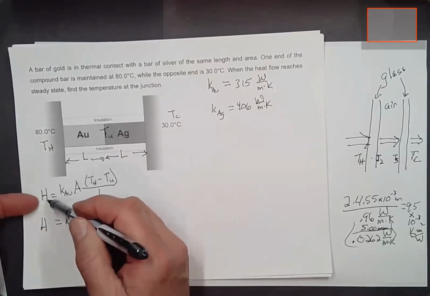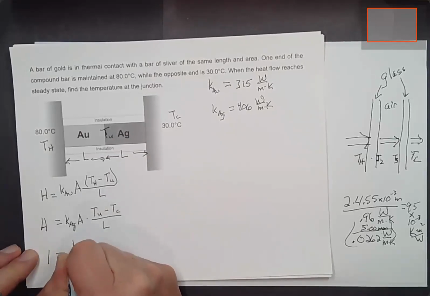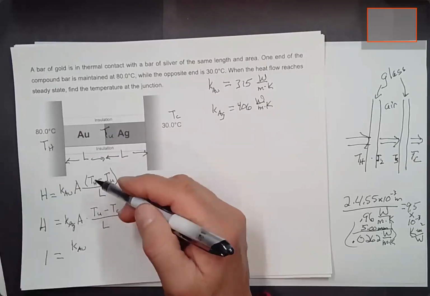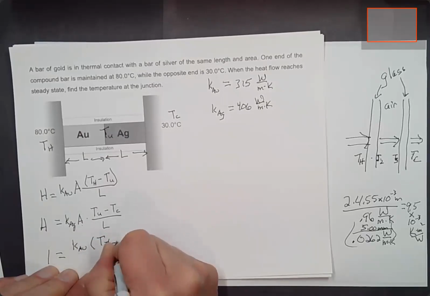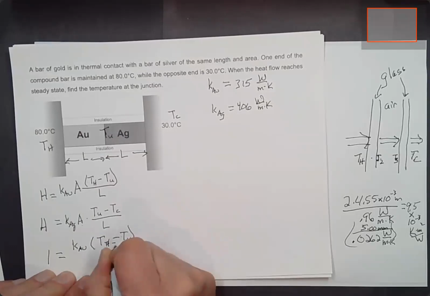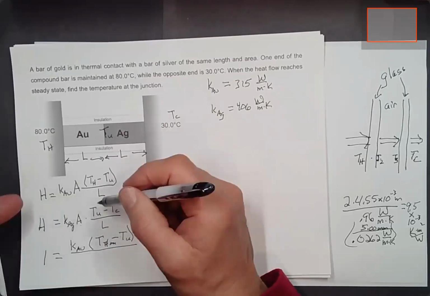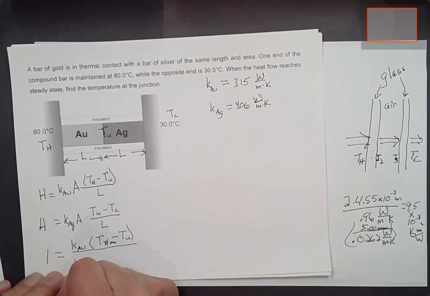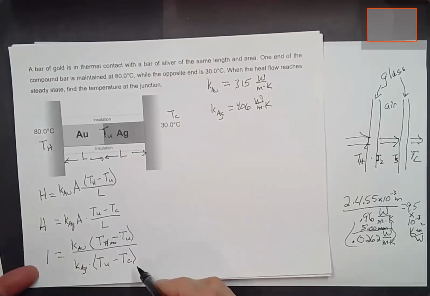Left side over left side, what's H over H? That's 1. So I'll have 1 is equal to K sub AU, oh, I'll have A over A. Those are going to be gone. So I'll have K sub AU times TH minus TU. Oh, and the L's will divide out also. Anything that's common, and this is all multiplication and division, so stuff just goes away. And then I'll have K sub AG times TU minus TC, and that's what I've got.